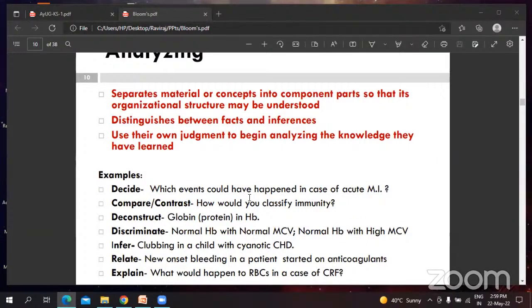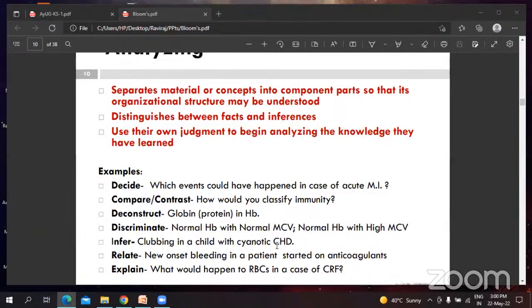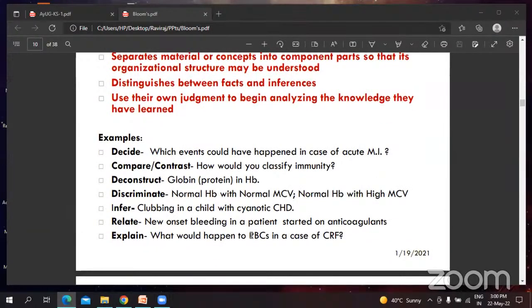Another example I would give you: explain what would happen to RBCs in a patient who is having chronic renal failure.